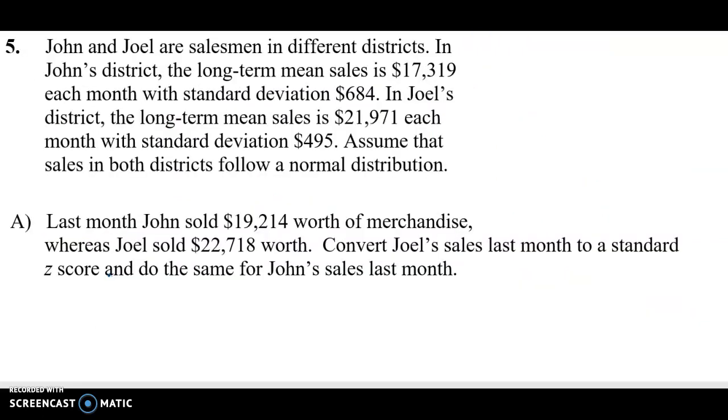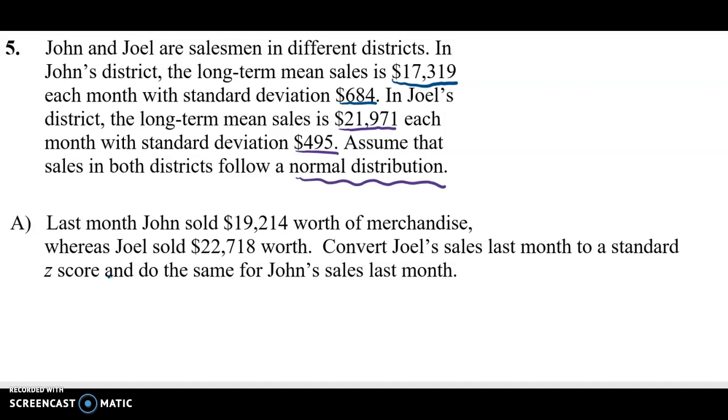For this next example, we're going to use our calculators to help us as we compare the sales for 2 different salesmen in 2 different districts. John and Joel are salesmen in different districts. In John's district, the long-term mean sales is 17,319 each month with a standard deviation of 684. In Joel's district, the mean sales is 21,971 each month with a standard deviation of 495. Sales in both districts follow a normal distribution, so that's important to know.